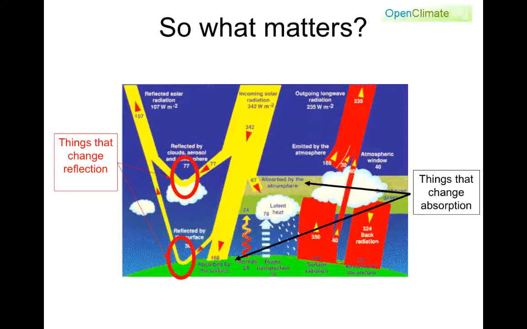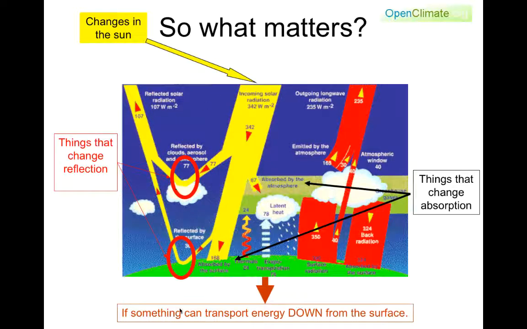The other thing that we have are things that change reflection. So clouds are very strong reflectors, and therefore, if we can change the clouds, we change reflection. And then again, at the surface, if it's shiny and white like ice, or if it's darker like the ocean, again, we have ways that we change reflection there. The climate could also change by changes in the sun. And it can change by how energy is transported down from the surface and into the earth.